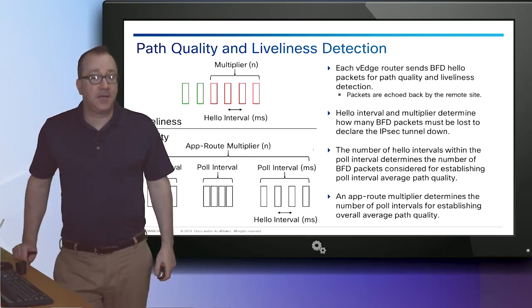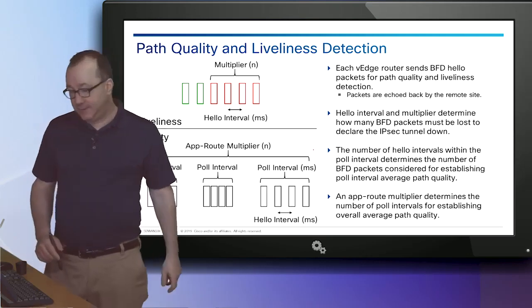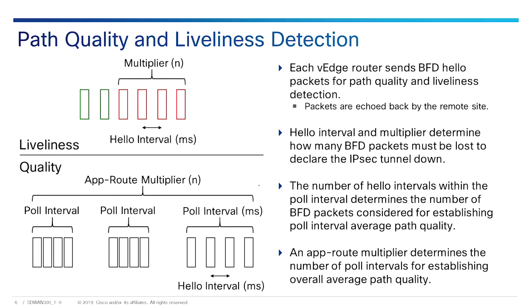All right? So we do 2 checks on the transport path for the liveliness and quality. The parameters that determine that quality of transport are as follows. We have a hello interval, where every X milliseconds a probe is sent. For example, 1,000 milliseconds is the default, so we send one every 1 second. Okay?